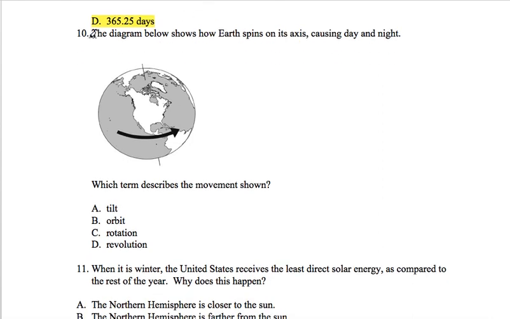Number 10. The diagram below shows how Earth spins on its axis, causing day and night. Here's the axis. Which term describes the movement shown? A. Tilt. B. Orbit. C. Rotation. D. Revolution.